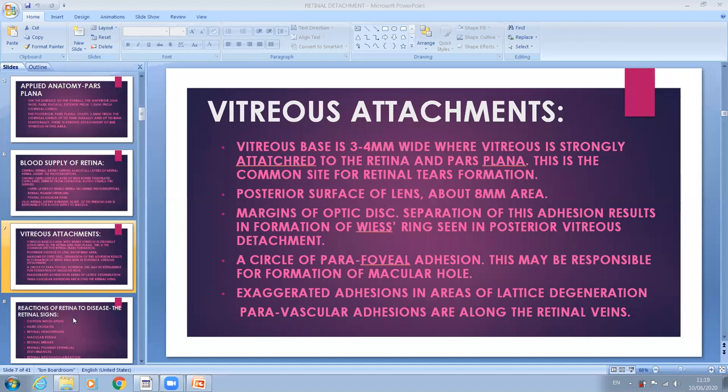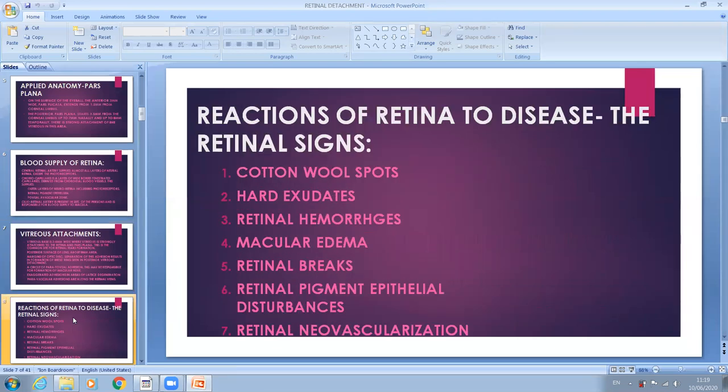Having this applied anatomy of the retina, knowing what structure we are talking about, where it is placed, what its different types and peculiarities are, and why the neural retina separates from the pigment epithelium and not in between the layers of the retina, retinal detachment is a developmental defect due to which there is a separation.